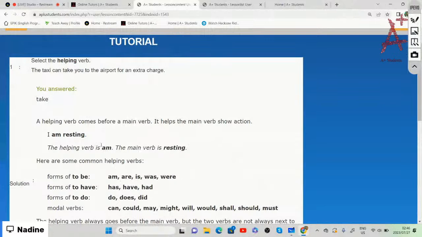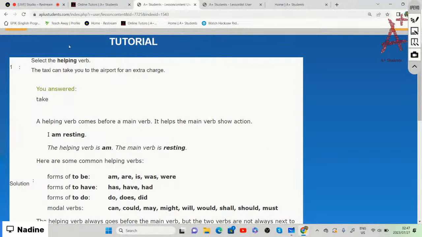Keeping in mind that a helping verb comes before a main verb and helps the main verb to show action, you will find that a helping verb and the main verb are sometimes not directly next to each other. You may find a word or two in between. But that is fine as long as you are able to identify the helping verb that helps the main verb to show its tense, its mood, or to express its voice.